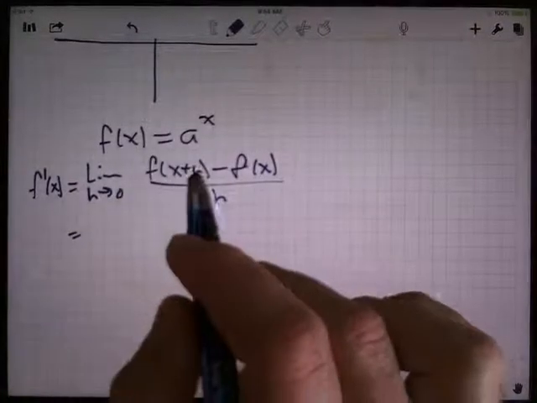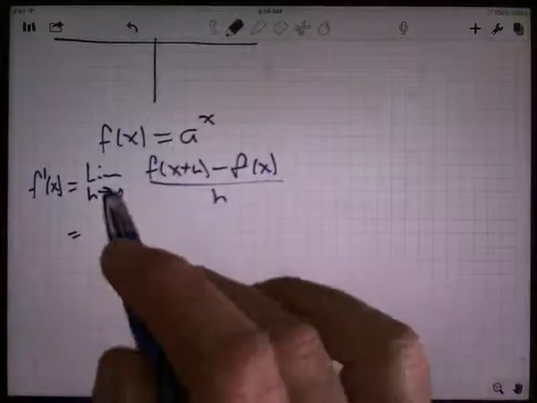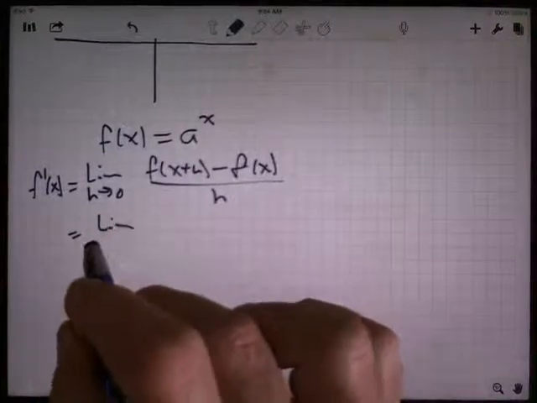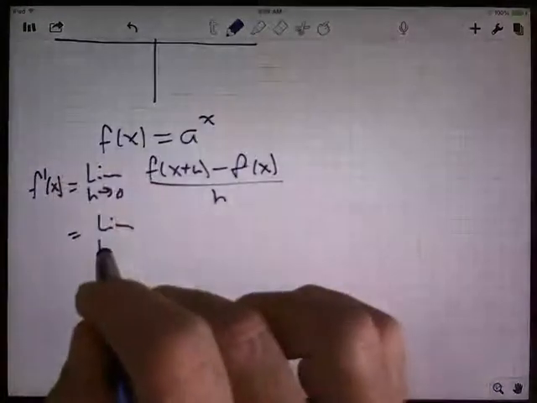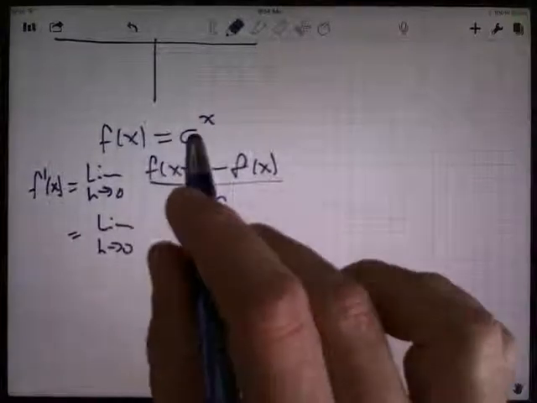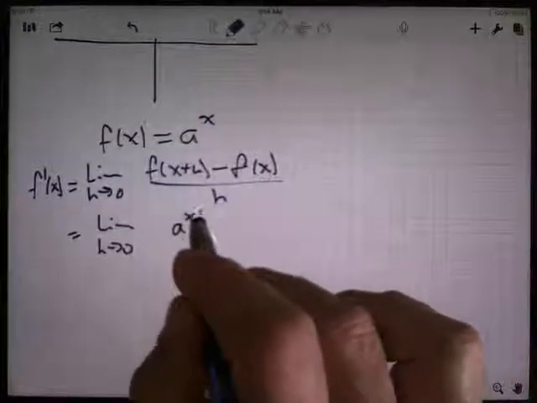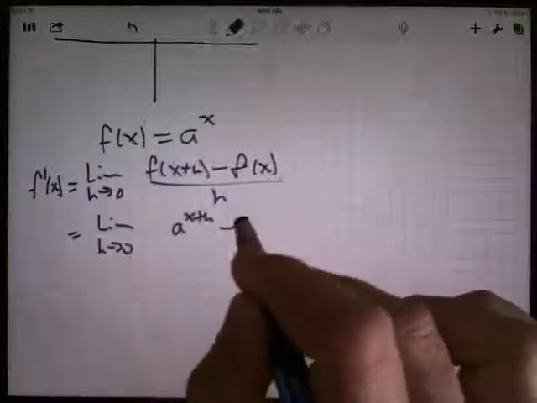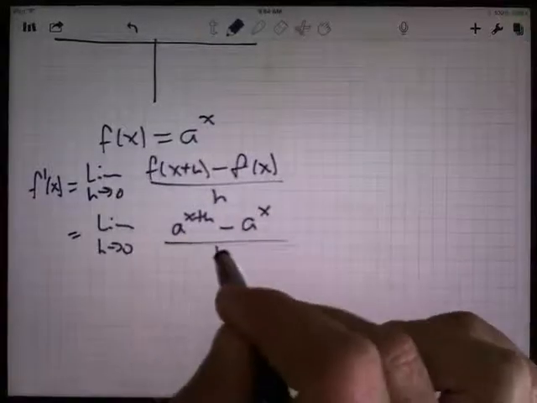Let's apply this to my function, however you like to think of it. This is the limit as h goes to 0 of f of x plus h, which would be a to the x plus h, minus f of x, that's just a to the x, all over h.